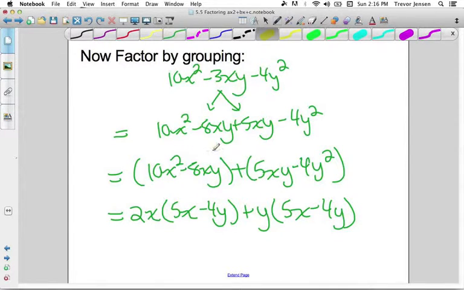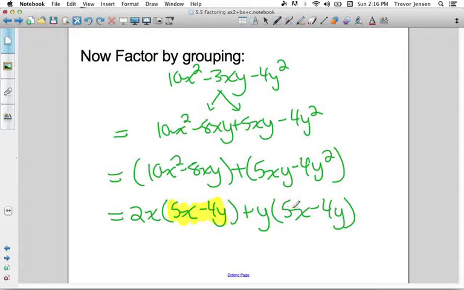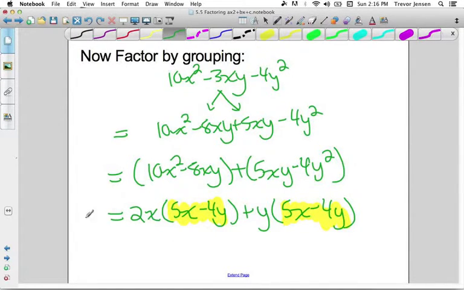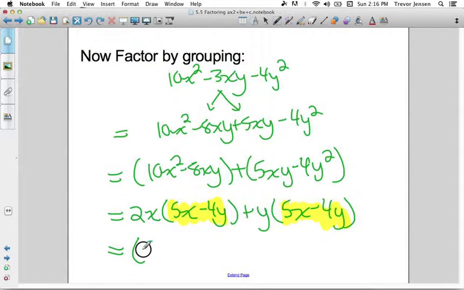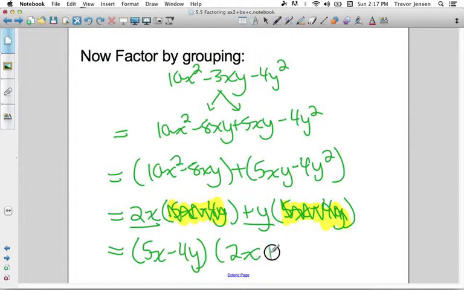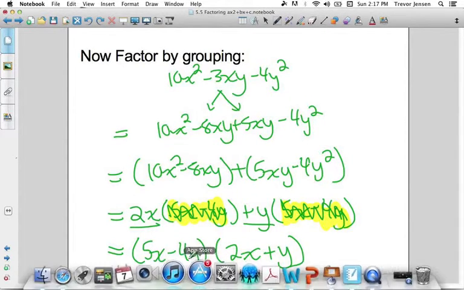So I have a common binomial. That's good, that's what's supposed to happen when I'm factoring by grouping. So what I can do is factor out that common binomial, so put that out front, 5x minus 4y. After I've factored that out, what I'm left with is 2x plus y as my second factor. And then I'm done.